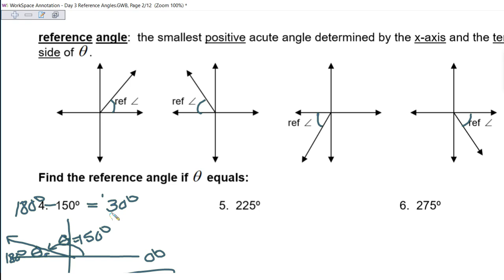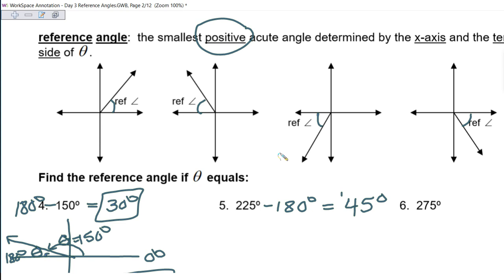Next one, number 5, we have 225 degrees. Would 225 degrees be closer to 180 degrees or 360 degrees? It's closer to 180. Now, if I do the same process as over here, 180 degrees minus 225 degrees, what would that give me? Negative 45 degrees. But for the definition of a reference angle, your reference angle has to be positive. So when that happens, you can just drop the negative or just reverse the order of the subtraction. So 225 degrees minus 180 degrees gives me the positive reference angle, positive 45 degrees.